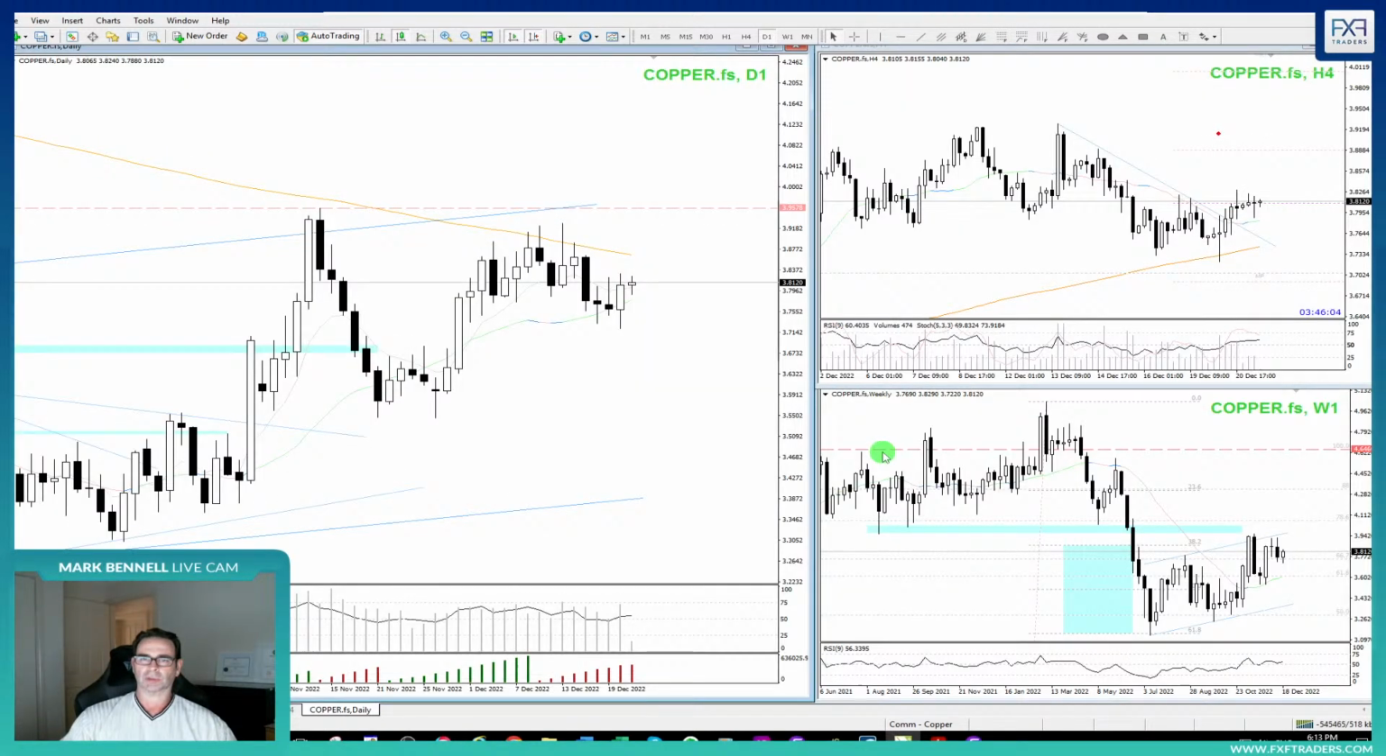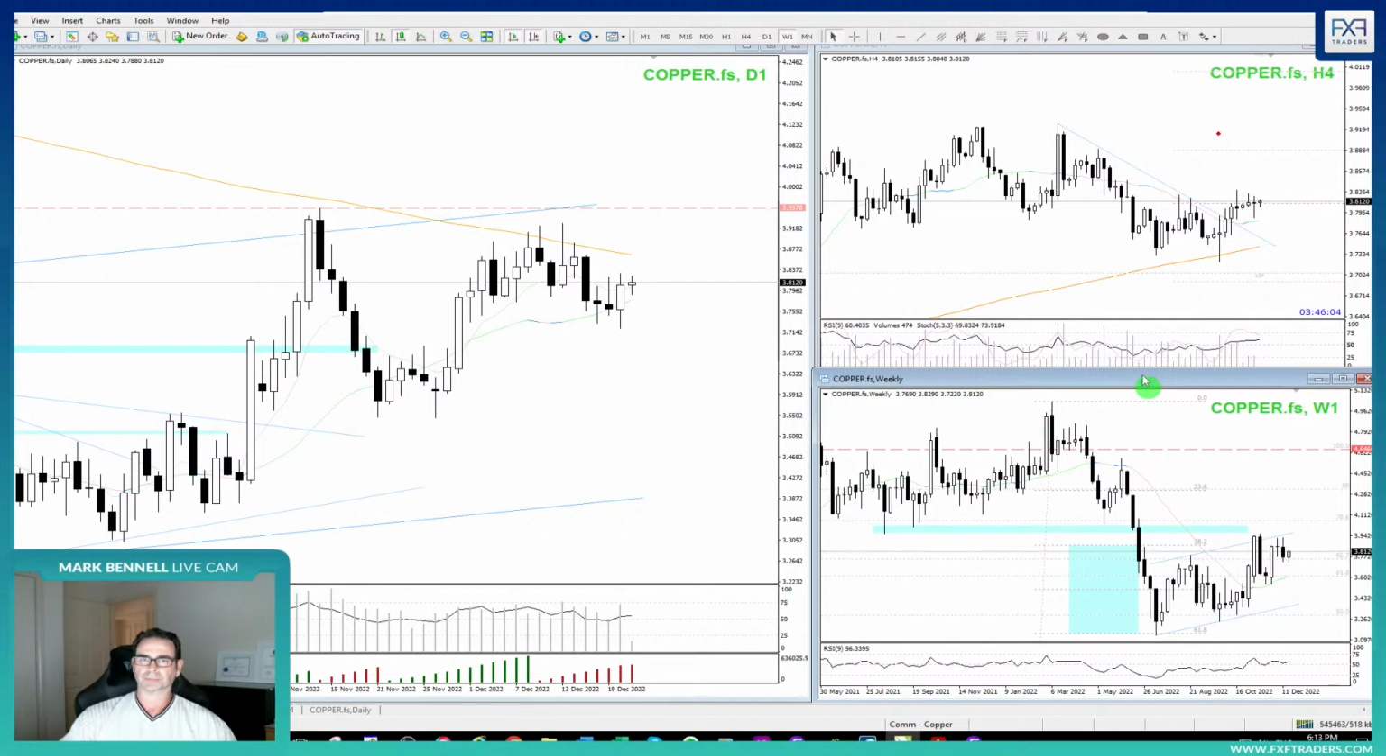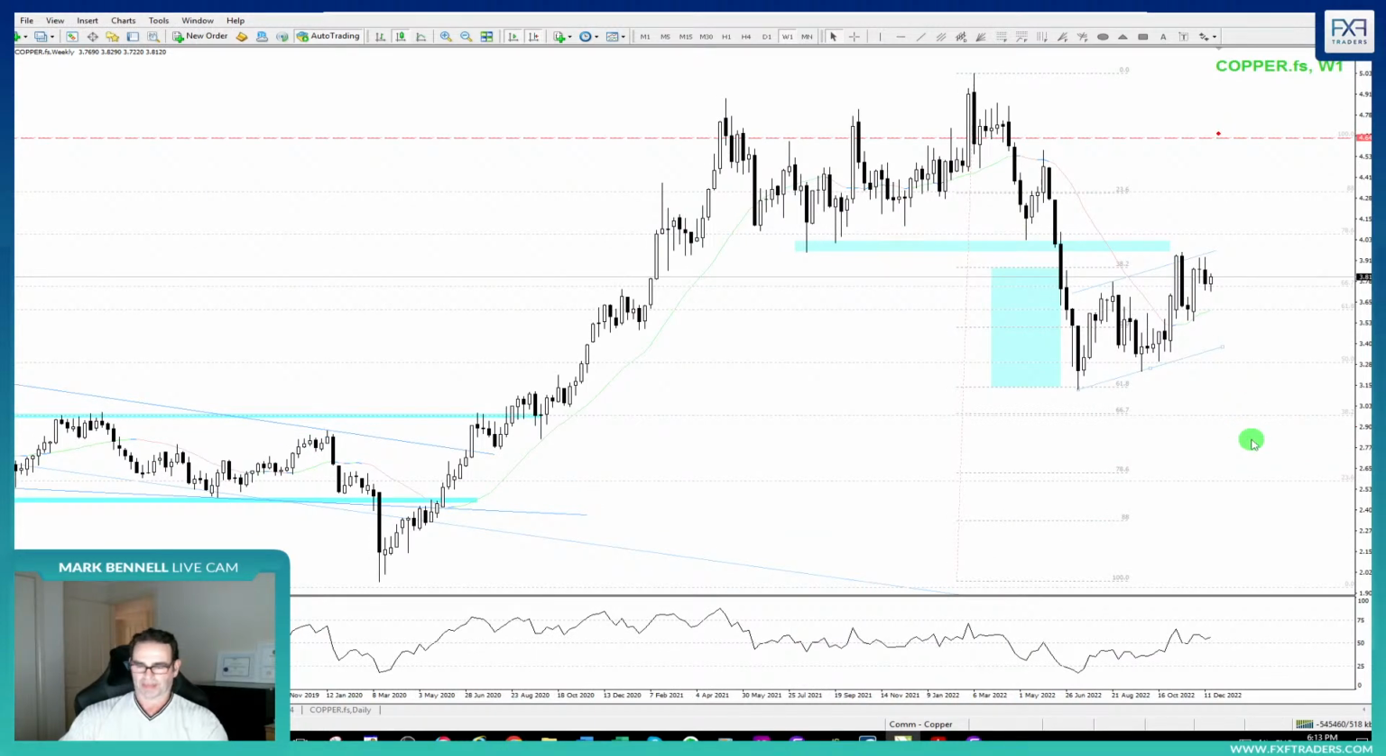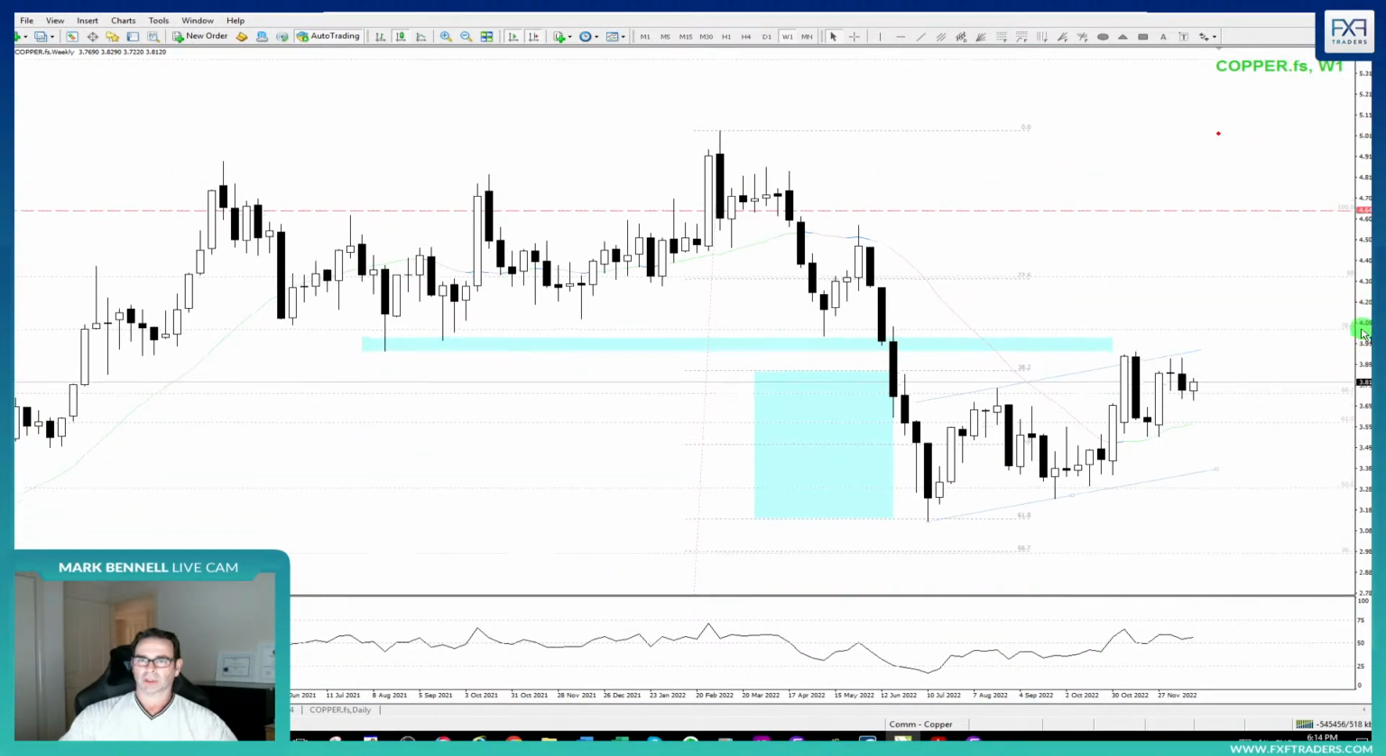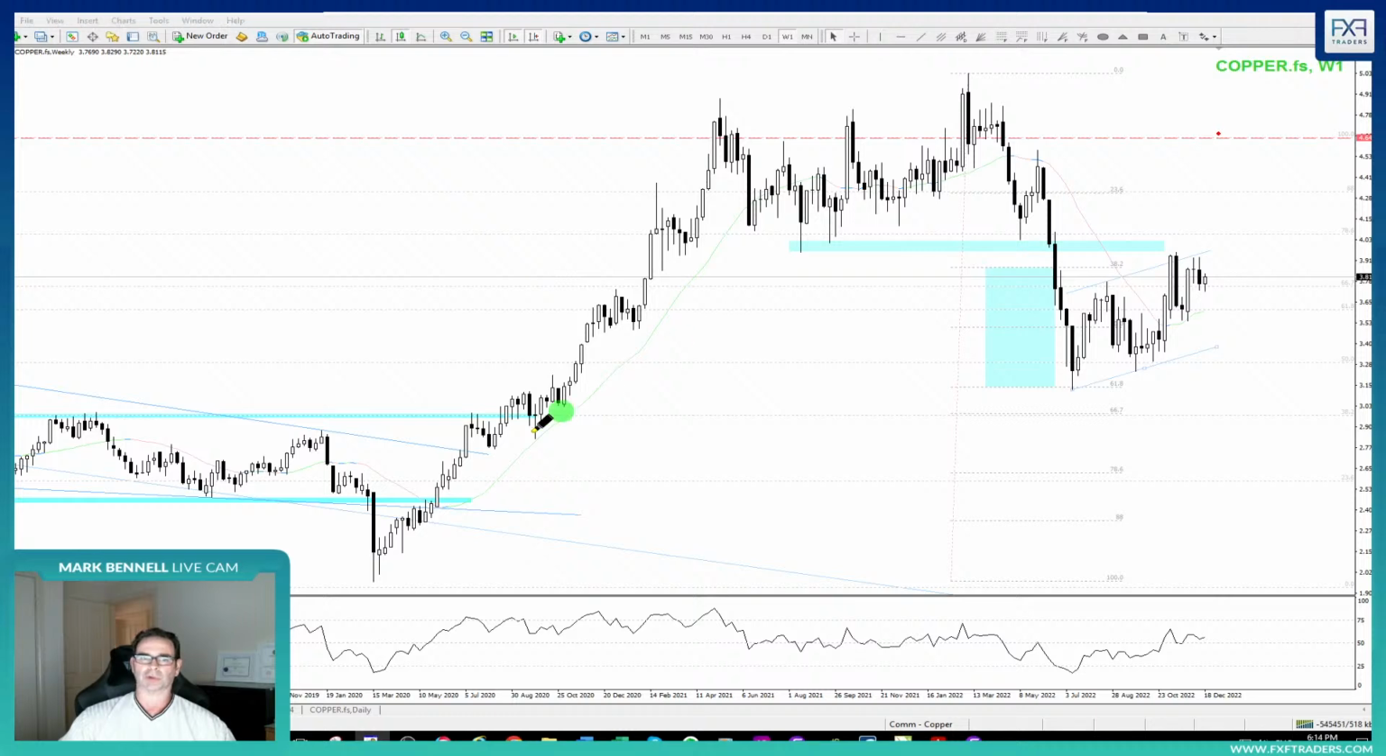All right, so let's go through some of these ones that I do like. Okay, copper. So copper's had, in terms of structure, so this is the weekly chart. We can see a big distribution. The upthrust here.